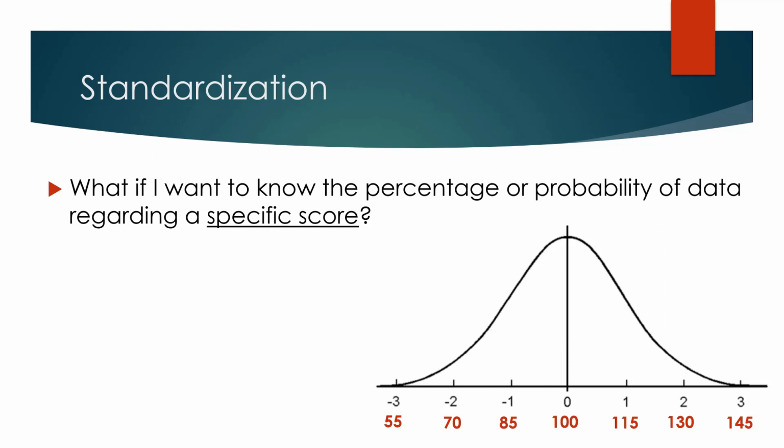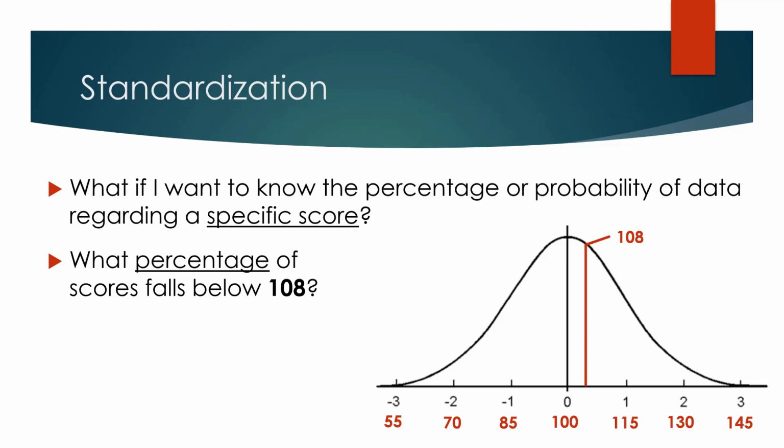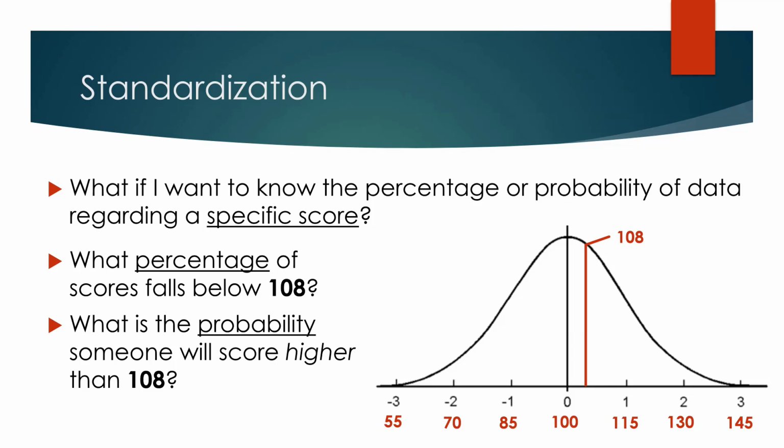But what if I want to know how much of the data falls between the mean and a very specific score, a score that doesn't fall exactly on one of the standard deviation markers? For instance, what percentage of data falls below 108, like an IQ of 108? I can't use the percentages we used last time because those were calculated based on the exact standard deviations. So how do I do this? Same can be said about the probability. How do I find the probability that someone will score higher than 108? I still can't do that using the percentages we learned last time.